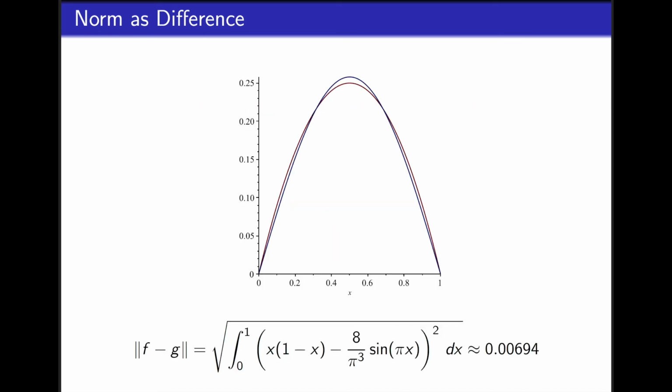Now, this does not mean that the functions are necessarily close at each point in the domain. Here we can see a graph of the two functions, and we see that they're, in fact, very often much farther away from each other than the distance of 0.00694. This mean square sense, the L2 norm, simply tells us the distance of the two functions on average over the interval.